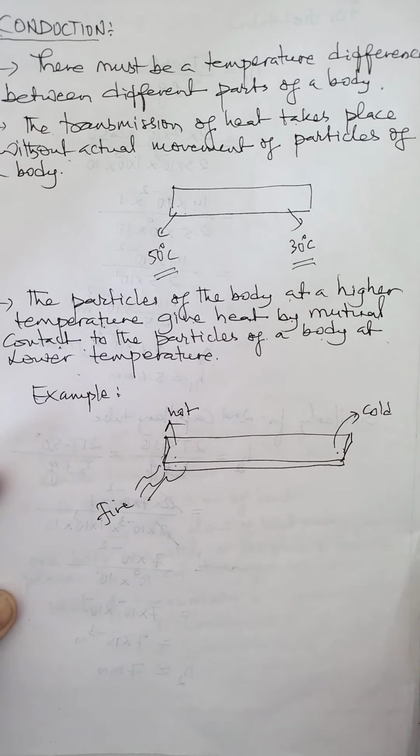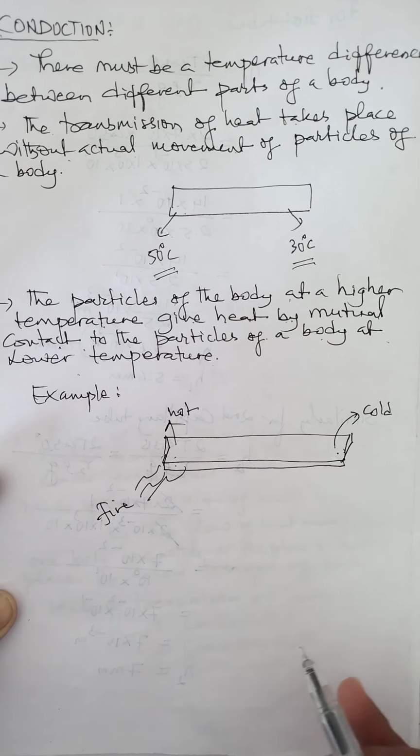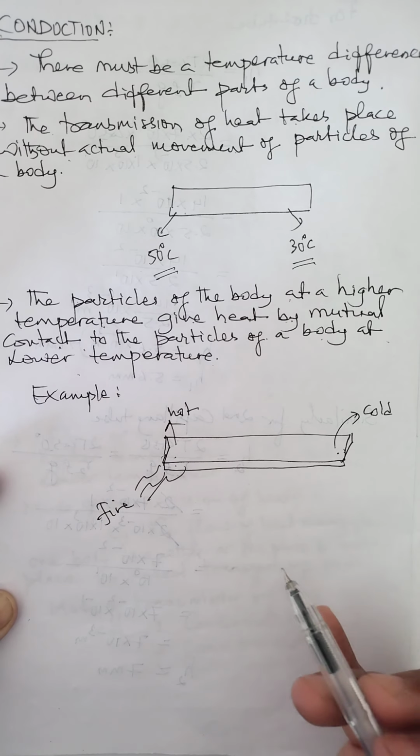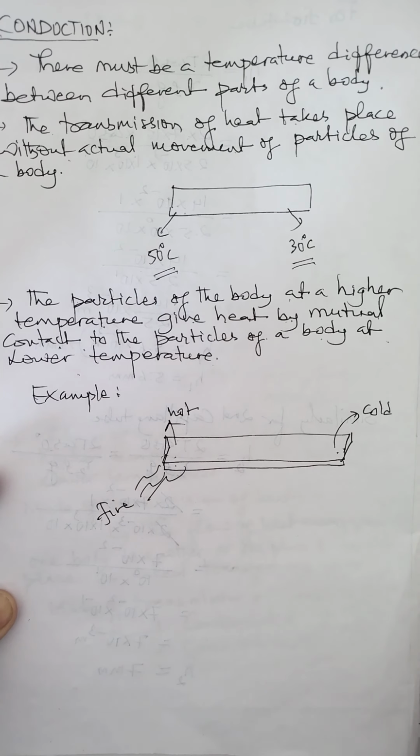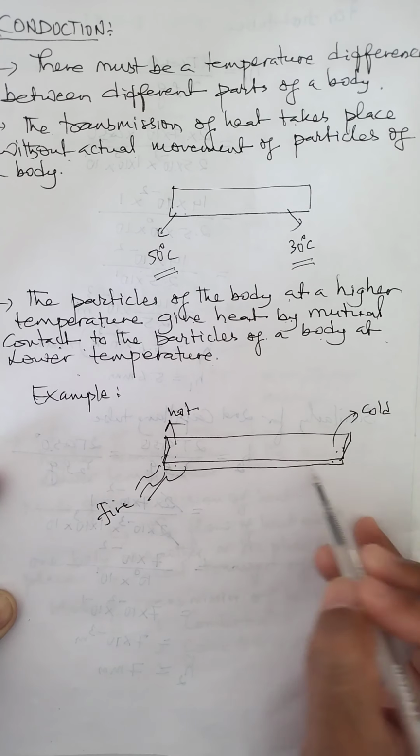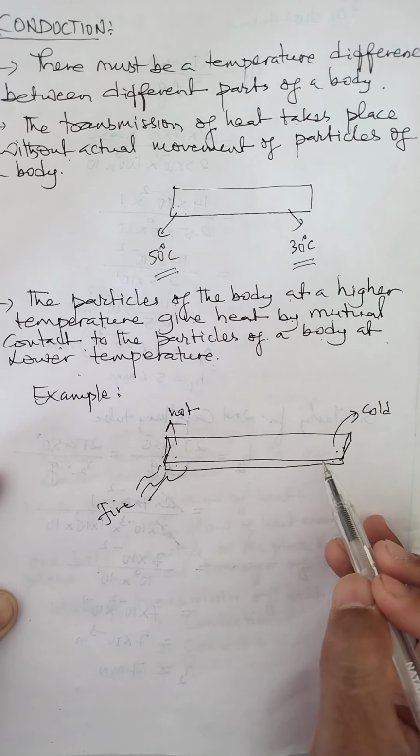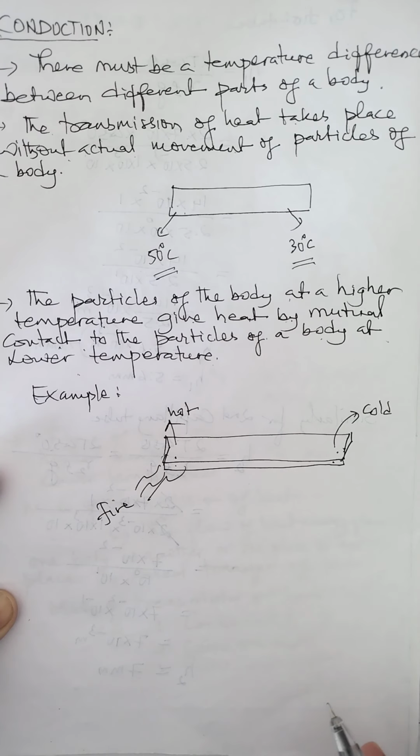Now, as a result of the temperature difference between the two ends of this metallic bar, the heat starts flowing from this hot end to this cold end by the process called conduction. By the process called what? Conduction. So as a result, the other end also becomes hot after a certain time. Once you supply heat at this end, the other end also becomes what? Hot.